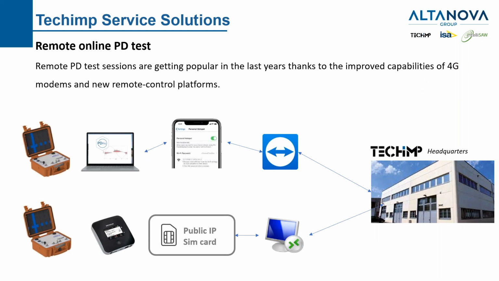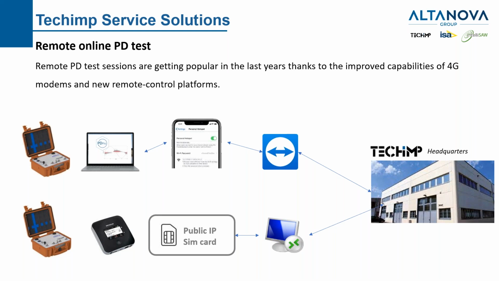We also provide, especially recently, during the COVID time, remote online PD testing. We can use an acquisition unit connected to a laptop that is then connected to a modem or even a mobile router. Thanks to software like Dropbox, we can connect directly from our headquarters and perform the measurement. Another solution is to have our instrument connected to a 4G modem with a public IP, so we can make a direct connection to the unit itself.